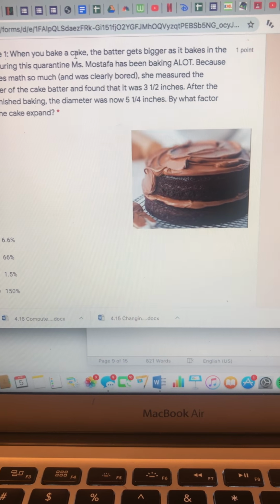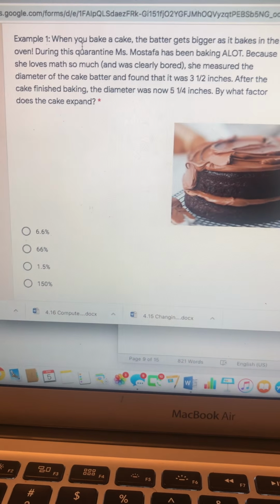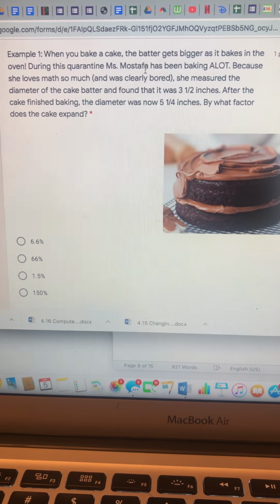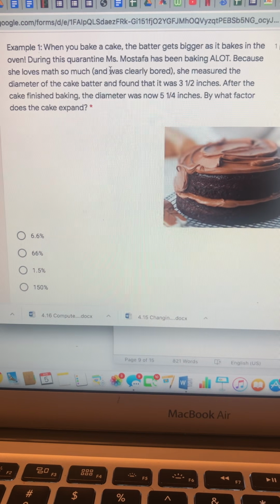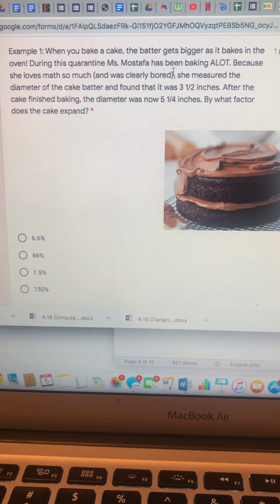It says when you bake a cake, the batter gets bigger as it bakes in the oven, very similar to a cookie. So during this quarantine, Ms. Mustafa, me, has been baking a lot. Very true, because I love math and was clearly bored, which is also very true.